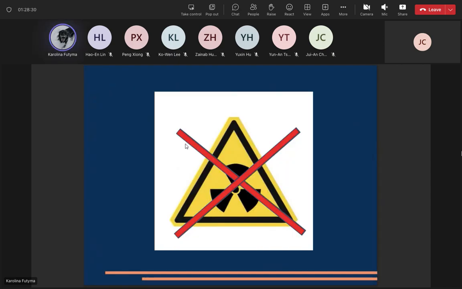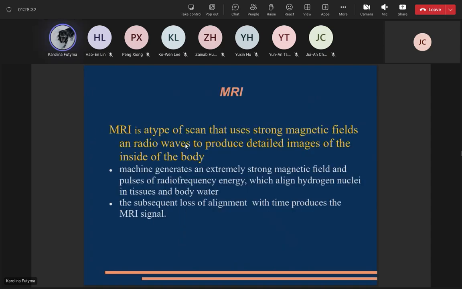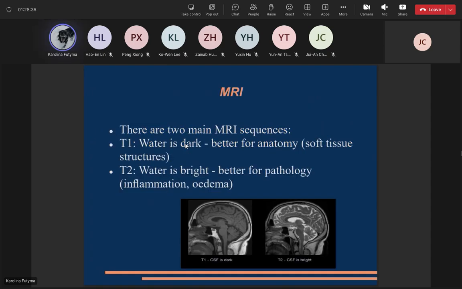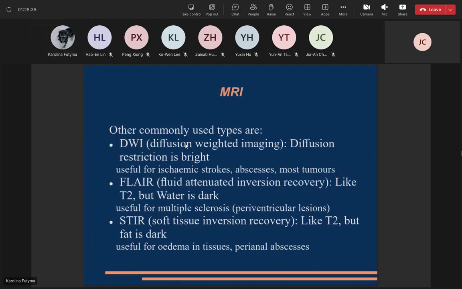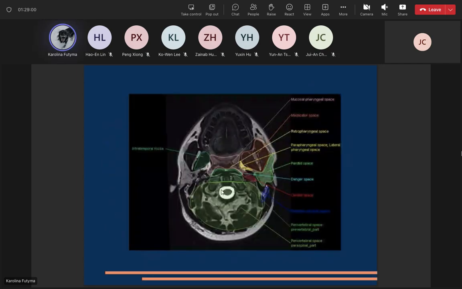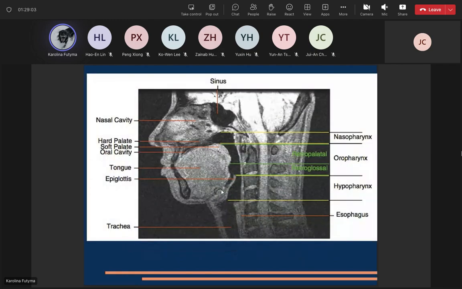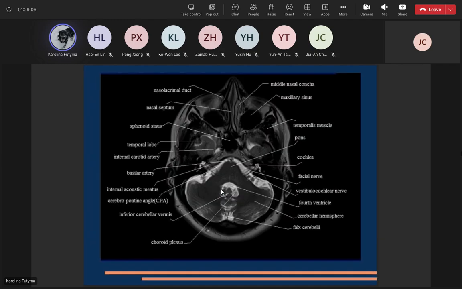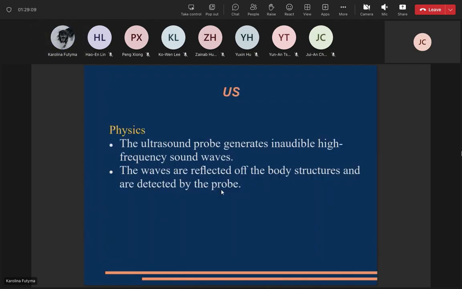Okay, MRI. Again, we are not using the radiation. Okay, T1, T2. Let's talk about maybe FLAIR imaging. So this is fluid attenuated inversion recovery, and it looks like T2 imaging, but water is dark. This is the most important thing to remember. Okay, indications we know, advantages, disadvantages as well. This is the picture we discussed earlier, again. Okay, the same.